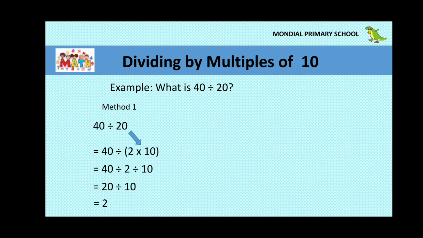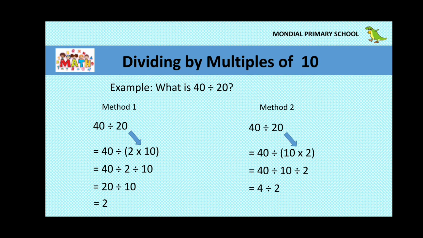With the second method, first we divide it by 10, and after that we divide it by 2. What is 40 divided by 10? It is 4. Nice. Next, we divide 4 by 2. What is the result? 2. So, we have the same result.